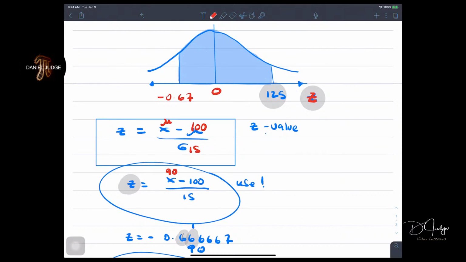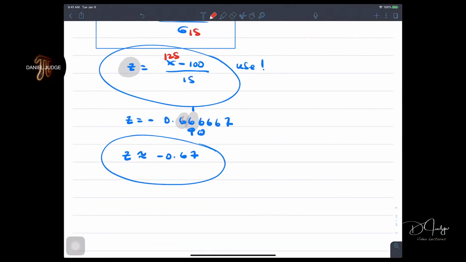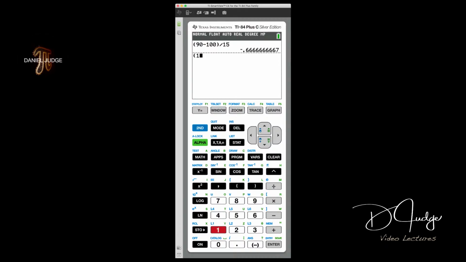So all that's left is converting 125 now. So you repeat the process using your conversion formula. That's a 125. And so when I go to the TI and say, let's convert, we have 125 minus 100 divided by that 15, and you're going to get a value that we convert again to the nearest hundredths. Okay, so that's 1.666666666 forever.